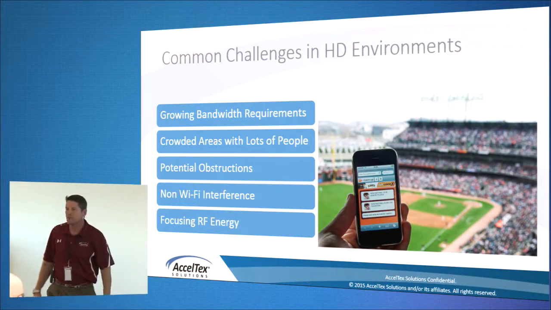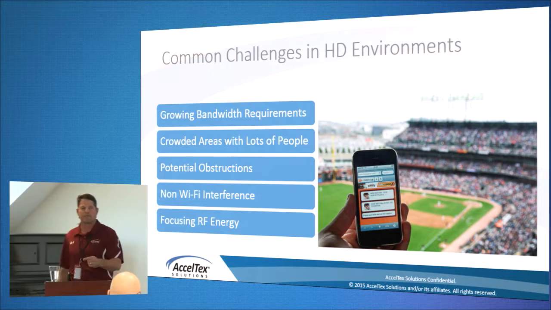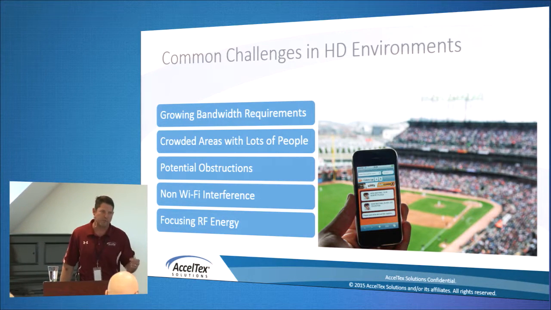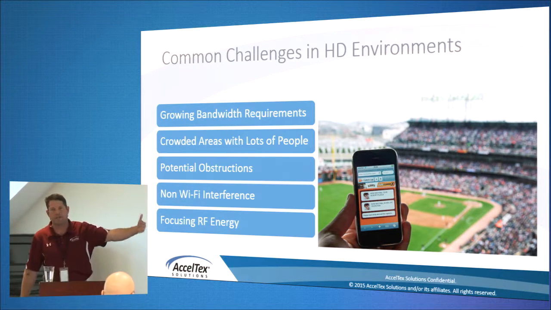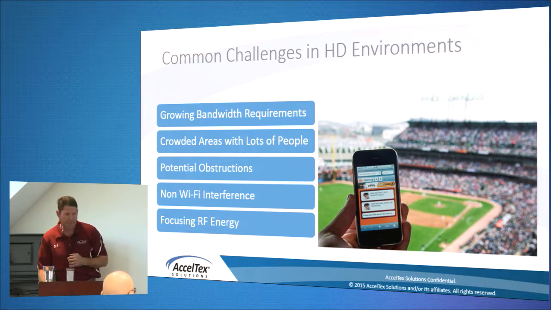Potential obstructions. Nicholas, you were talking about your high density application that you're working on in your stadium. That's going to have bandwidth requirements, obstructions, lots of people. So we have to figure out how we use the people to our advantage. It can be a challenge, but it can also be helpful in high density. Non-Wi-Fi interference, we had a whole section on that. But one of the biggest things is focusing the RF energy. We always talk about covering where you want to cover, but not covering where you don't want to cover. That's probably the most important, because if you're covering way past your target area, you're going to bring in more of those interferences.